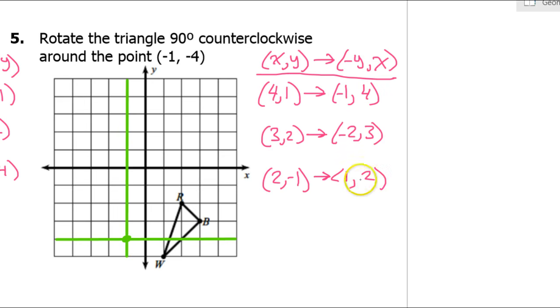So these will be the fake vertices after the rotation. So -1, 4 would be here. -2, 3 would be here, and 1, 2 would be here.